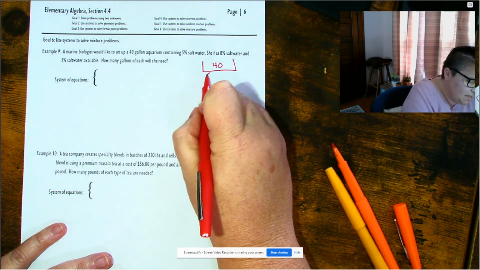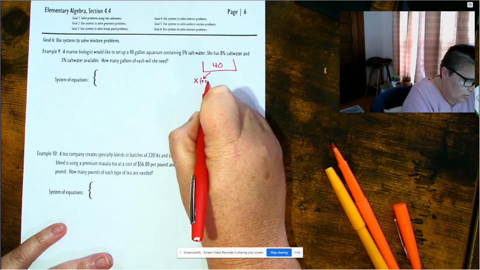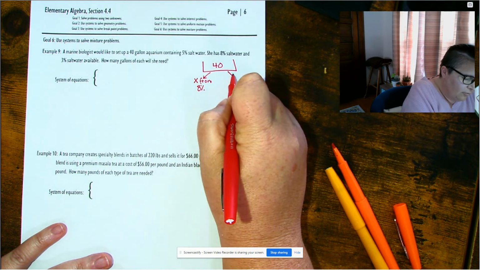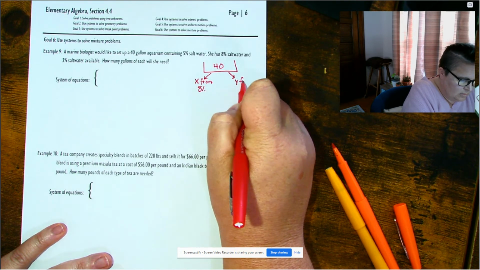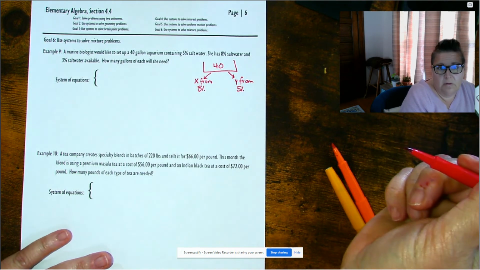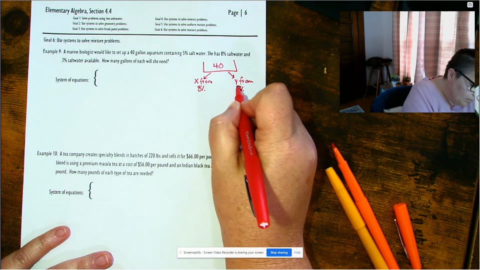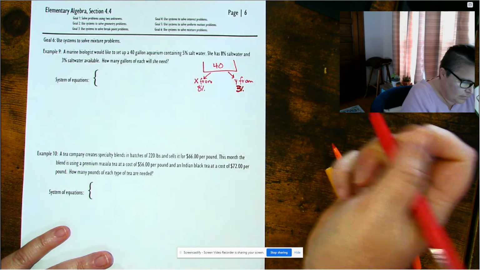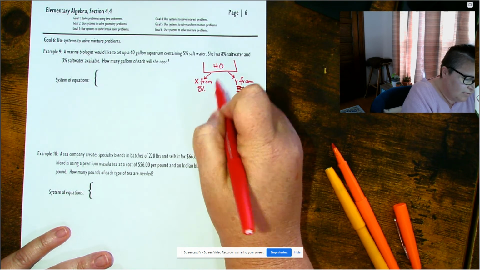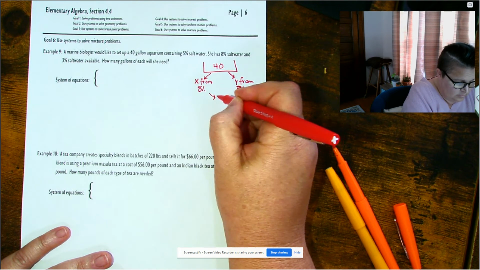She is going to need to take X amount of gallons from the 8% salt water and a different amount from the 3% salt water. When she puts those mixtures together, she needs to get 5% of the 40 gallons salt.